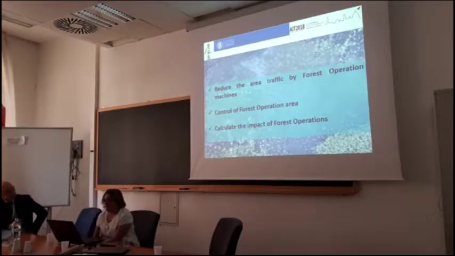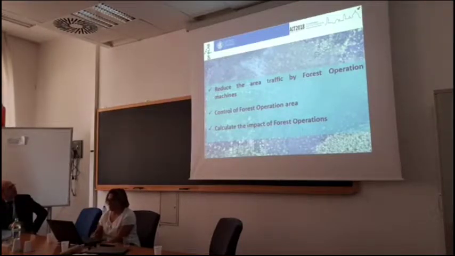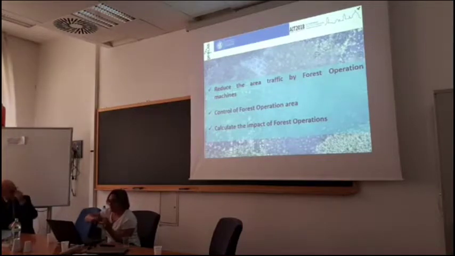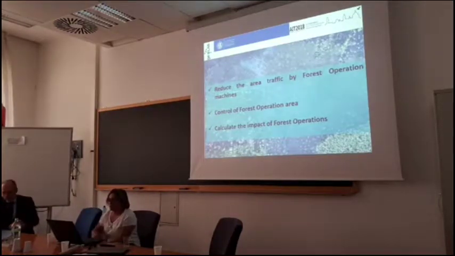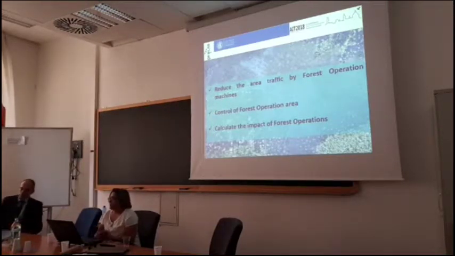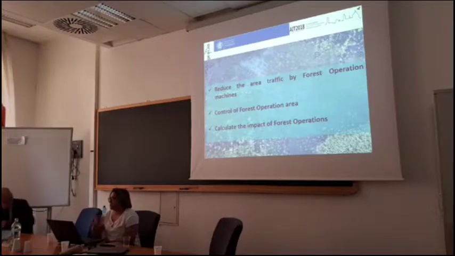Forest managers are asked to reduce the area of traffic by forest operations, so they need the information to create a route, as many streets are created by dumped traffic everywhere in the forest. They need to control the forest area, to know where forest operations are and if they respect the regulation, and also to calculate if this forest operation has an impact on erosion or compaction in the soil.